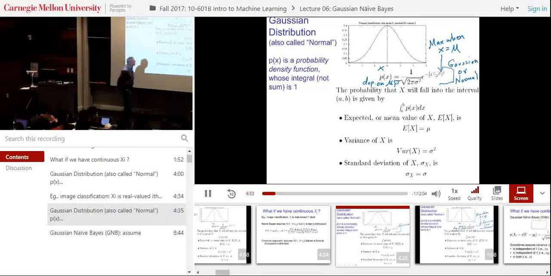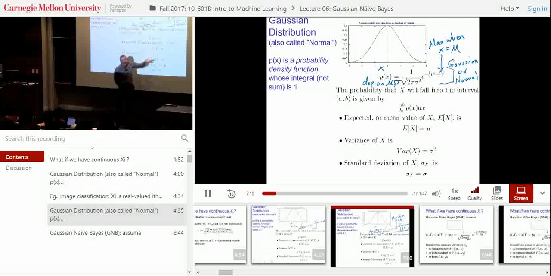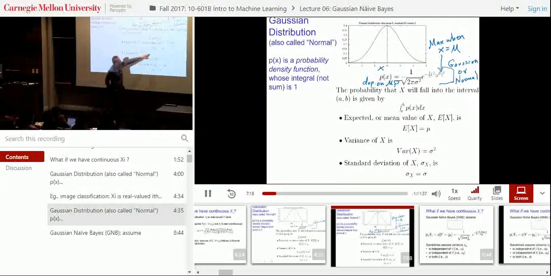And so it turns out that the mean value, the expected value of x, that is, the integral from minus infinity to plus infinity of x times its probability, that's just mu, the same place where the peak is.